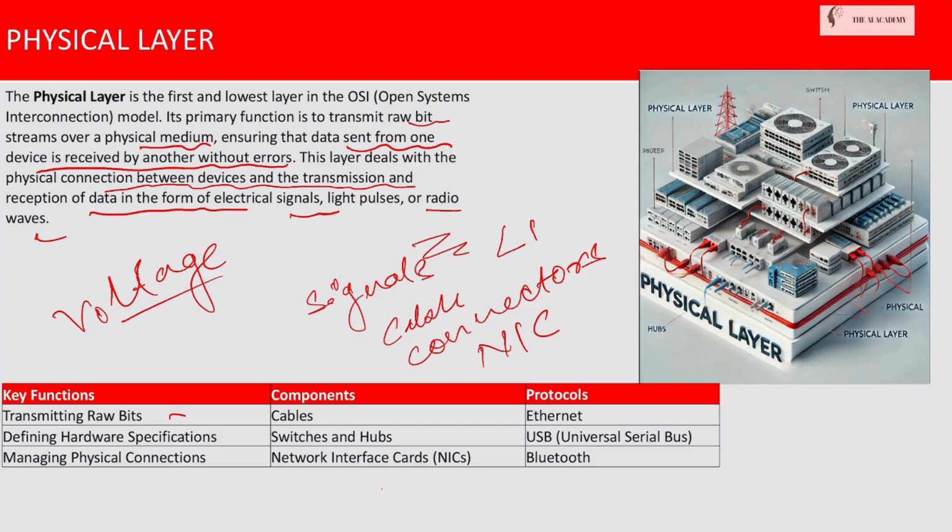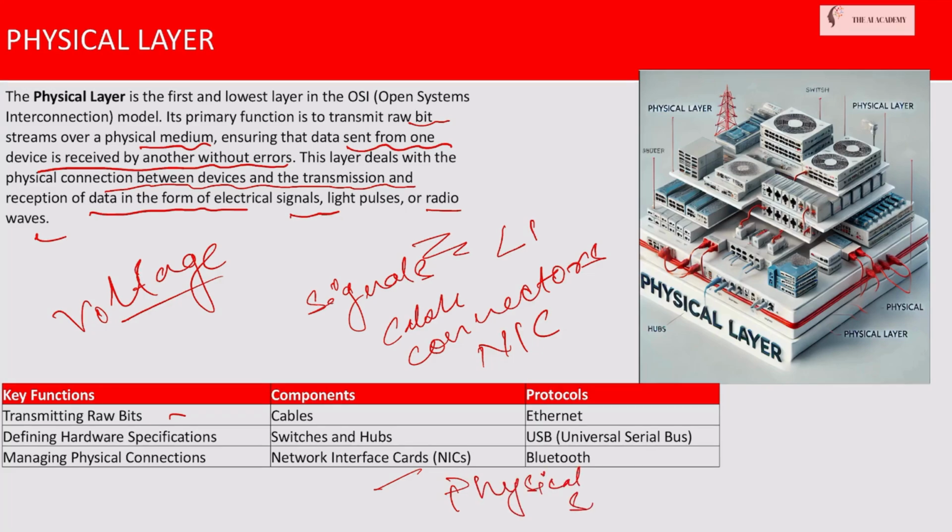The switches and hubs connect multiple network devices and manage data traffic at the physical level. And the network interface cards, NICs, are hardware components installed in devices to enable network connections, converting digital data into physical signals and vice versa.